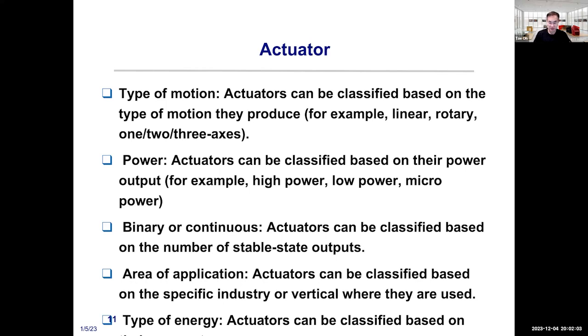Their area of application in industry verticals right now, a big trend, is IIoT. There's AI, IoT, artificial intelligence, and industrial IoT is being used. There are so many different applications. So okay.